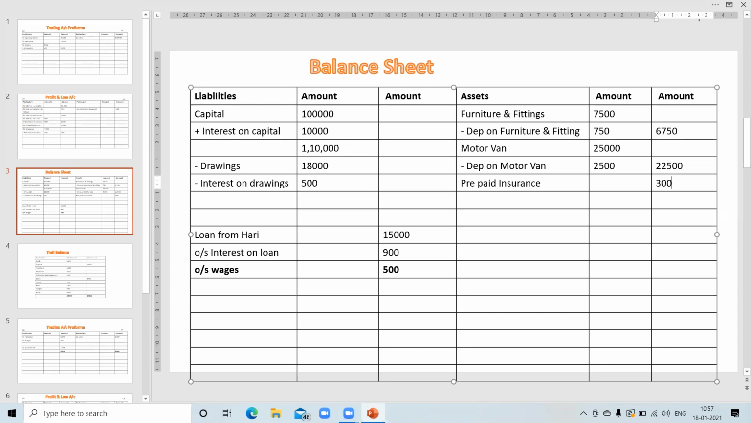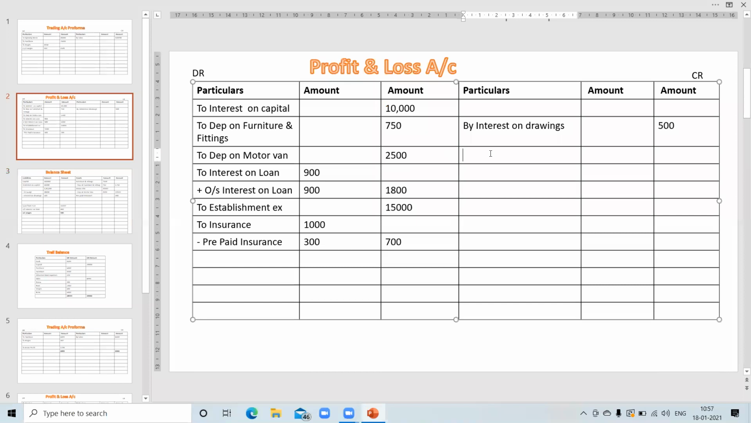Next is commission received, which is an income. So income covered is by commission received.